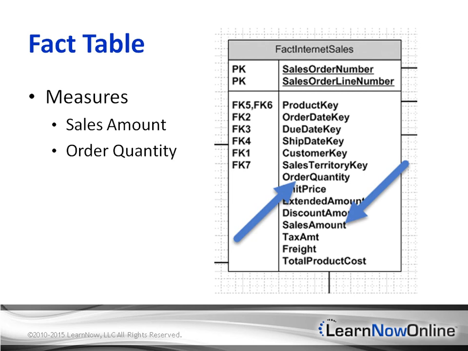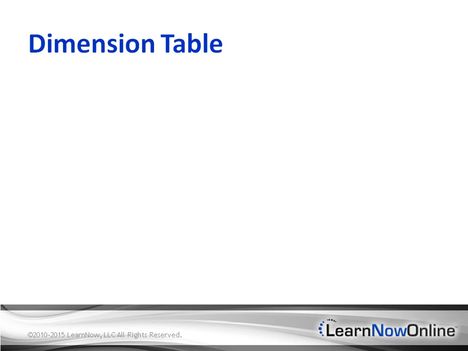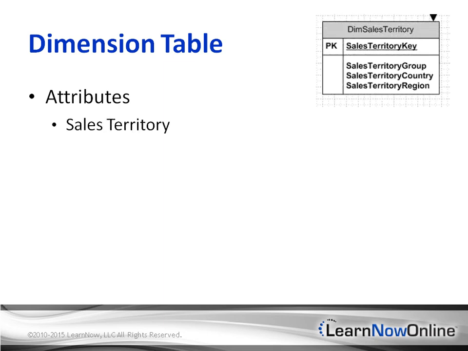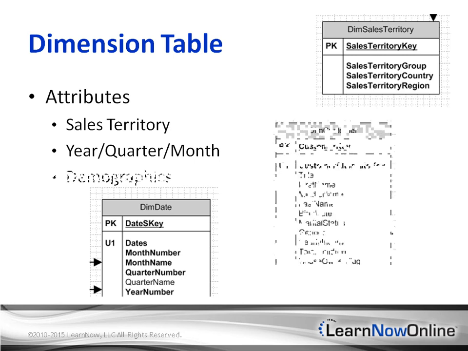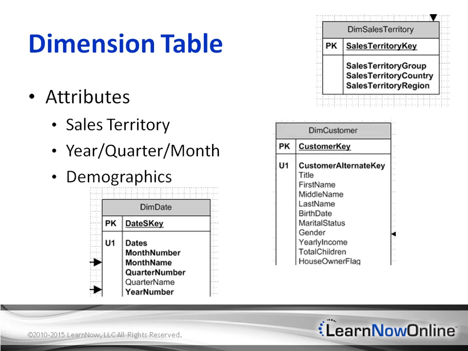The fact table contains the measures, like sales amount and order quantity. The dimension table contains attributes the user would like to slice and dice measures by. The sales territory, for instance, has a natural hierarchy of group, country, and region. The date dimension contains a year, quarter, month hierarchy, while the customer dimension displays demographics like yearly income, gender, or total children. The relationships are usually through the surrogate keys between the fact and dimension tables.